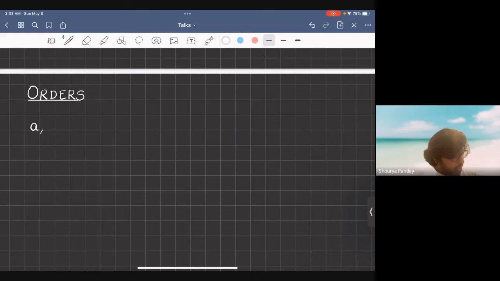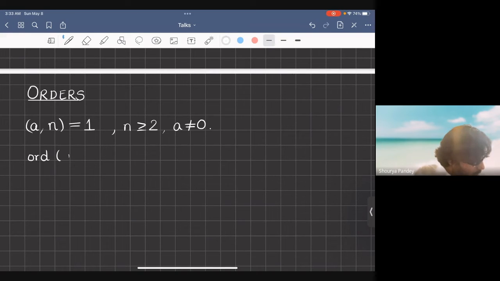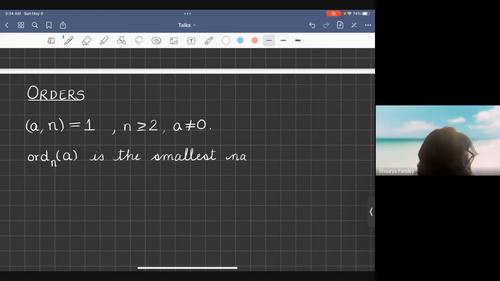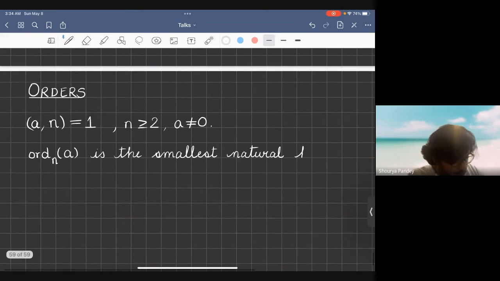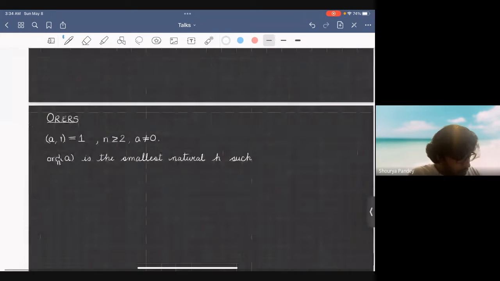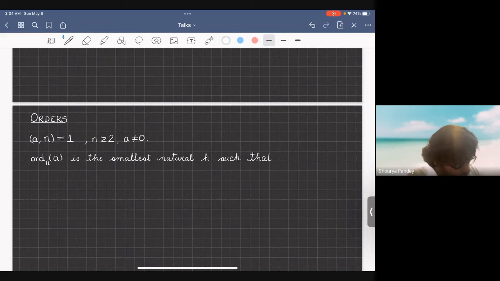So we said that if A and P are co-prime, okay, let's not use P. Say A and N are co-prime, and let's just say N is at least 2, A is not 0, then we see that the order of A modulo N is the smallest natural h such that A to the h is congruent to 1 mod n.